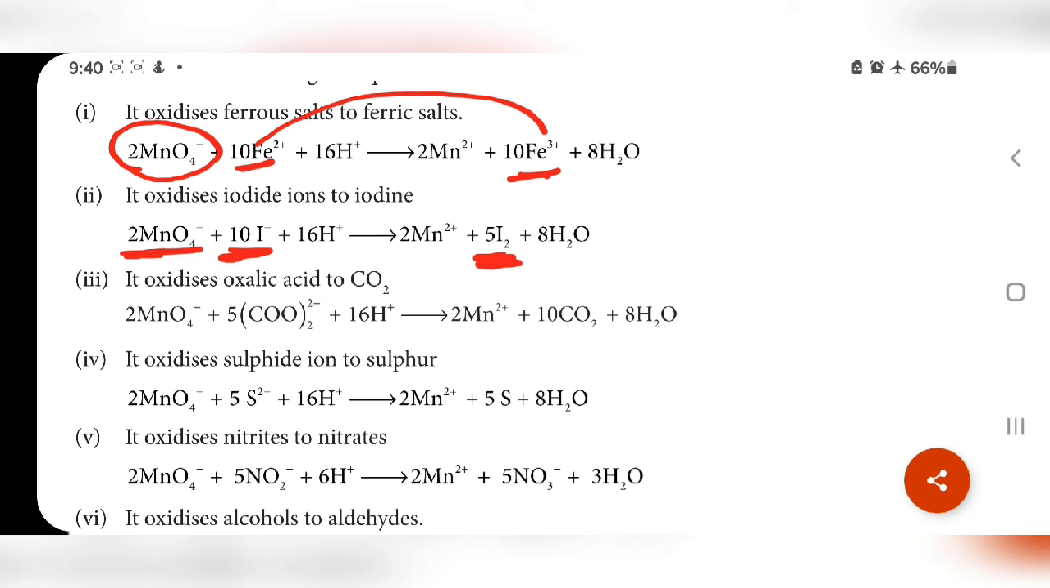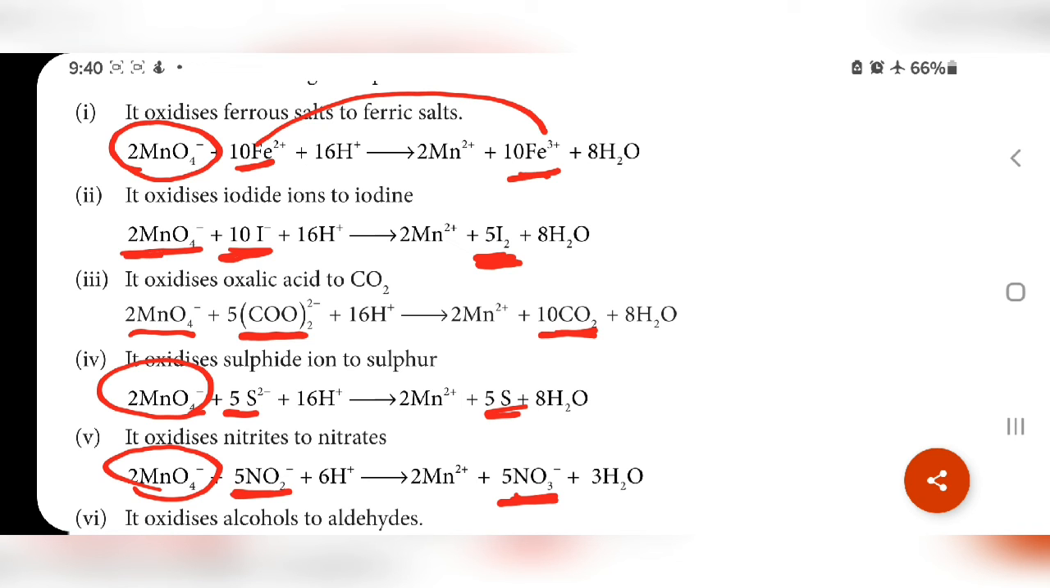Third example, oxalic acid, that is here oxalate is converted to carbon dioxide. Oxidation takes place because of permanganate ion. It oxidizes sulfide ion to sulfur. For this oxidation, permanganate ion is used as an oxidizing agent. It oxidizes nitrite ion to nitrate ion. The reason is permanganate ion.